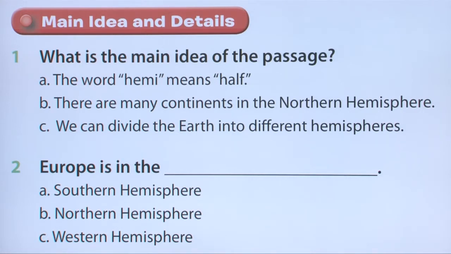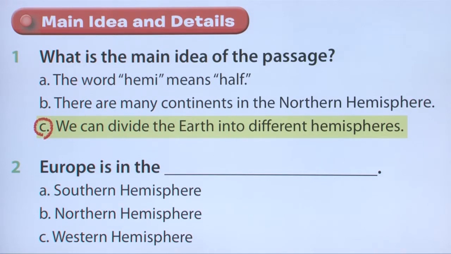What's the main idea of this story? Is it A, the word hemi means half? B, there are many continents in the northern hemisphere? Or C, we can divide the Earth into different hemispheres? So, which is the main idea? A, B, or C? And of course, it's C. We're talking about the different hemispheres the Earth can be divided into.